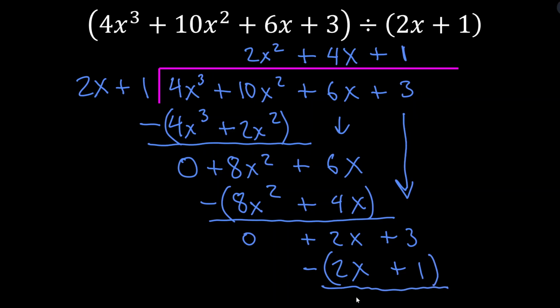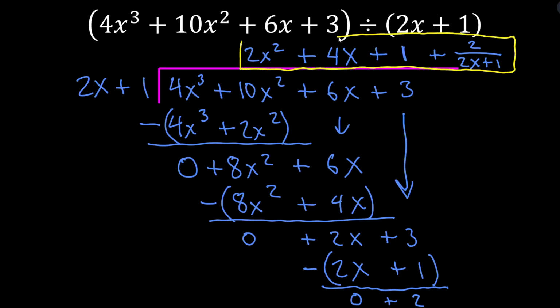So 2x minus 2x gives me 0, but 3 minus 1 gives me 2, right? So I am left with 2. What can I multiply 2x by to get 2? Well, nothing. I can't get rid of that x, right? And so that 2 is chilling. That's the remainder. And here's how we're going to write it. We're going to say this is the quotient plus the remainder divided by the divisor, 2x plus 1. Okay, so this divided by this equals this entire thing here. Quotient plus remainder over divisor.